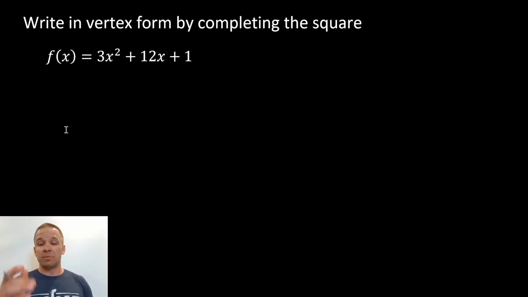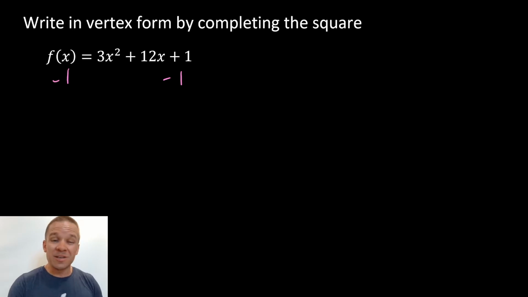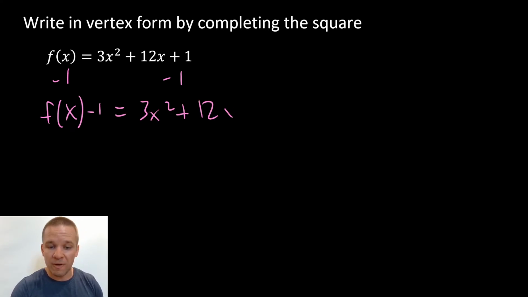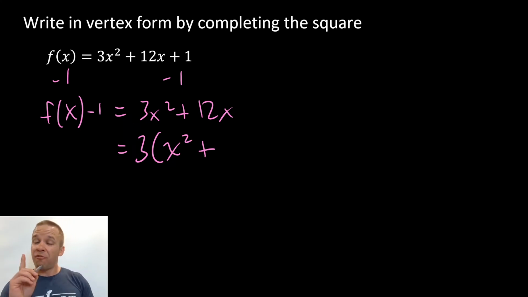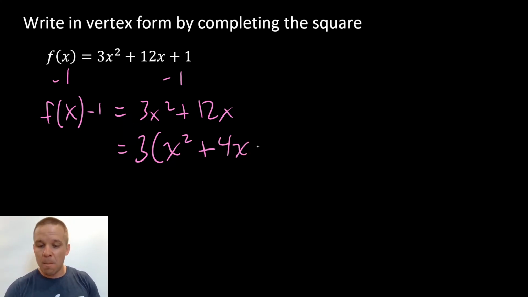First things first, I want to subtract 1 on both sides so I can get my quadratic and my linear term on their own side. So I'm going to have f of x minus 1 equals 3x squared plus 12x. Now, I'm not going to add in that plus blank yet because I want to factor out the lead coefficient no matter what it is. Even if it makes my coefficient of my constant term a fraction, I still want to factor out that lead coefficient. So I'm going to do that right now. And if I do that, I'm going to have 3 parentheses x squared plus 4x plus blank.